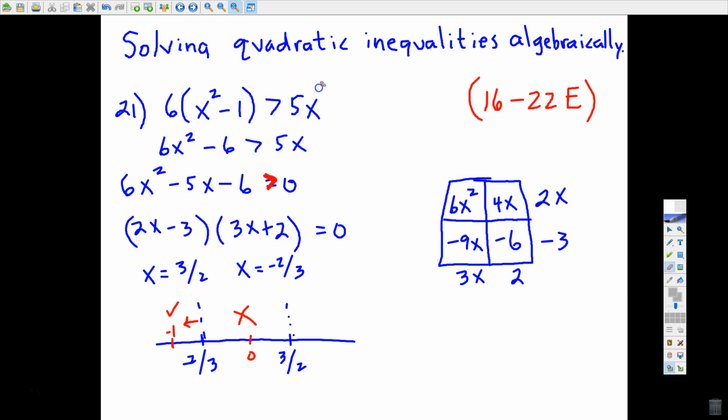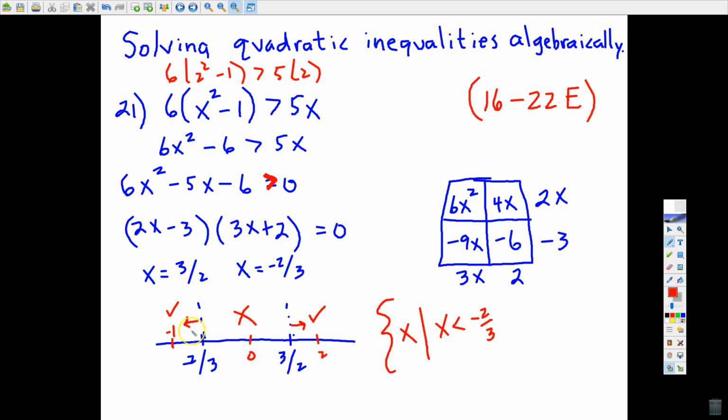So then the final step is to pick a number greater than 3/2, like 2. All right, so go back to the original. 2 squared is 4. 4 minus 1 is 3. 3 times 6 is 18. 18 is greater than 10. So all the numbers greater than 3/2 will satisfy this inequality. So we're ready to state our answer. All x such that x is less than negative 2/3, or x is greater than 3/2.